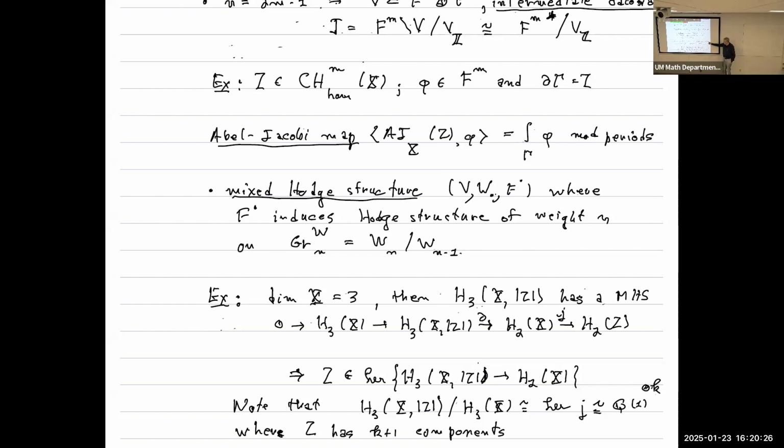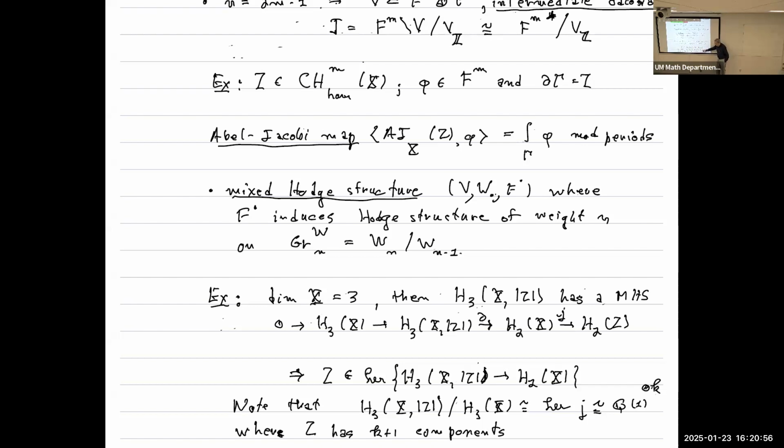Then that has a mixed Hodge structure that sits in the usual exact sequence. And the boundary of the chain gamma is in the second homology, it goes to 0. I'm sorry, I've got the notation wrong. The boundary should go into Z, and it goes to 0 in X. So Z is in the kernel of this map.